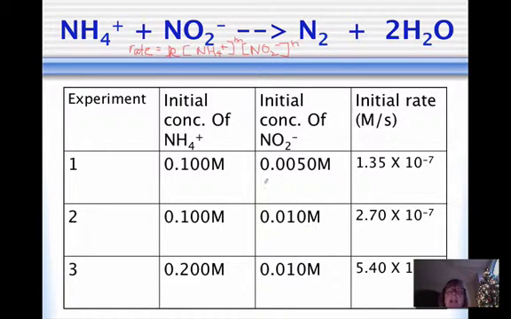Now we're going to compare two experiments, and we're going to keep the concentration of one of the reactants the same, and then we're going to change the concentration of the other reactant and see what effect that has on the rate. So let's look at experiments 1 and 2. We don't do anything to the ammonium concentration. It's the same, but look, we doubled the concentration of the nitrite ion. And what happened to the rate? Well, it also doubled. When you double the concentration and the rate doubles, that's called first order. So this reaction is first order with respect to the nitrite ion.